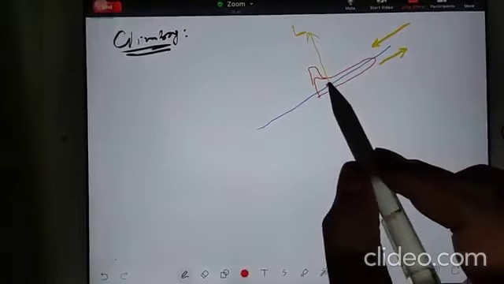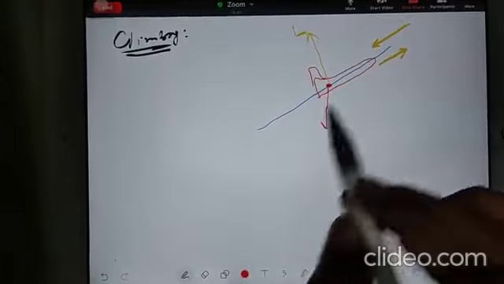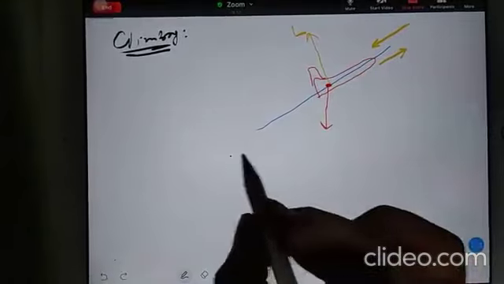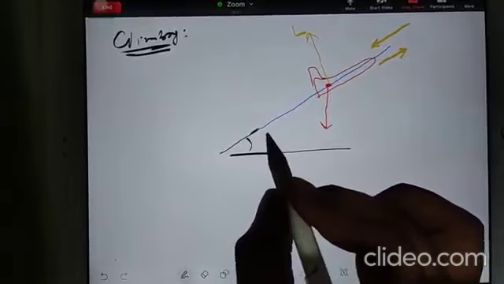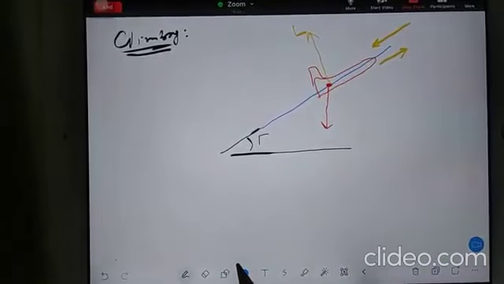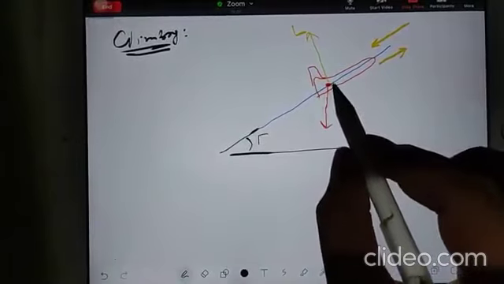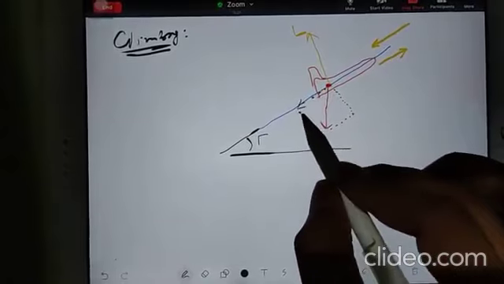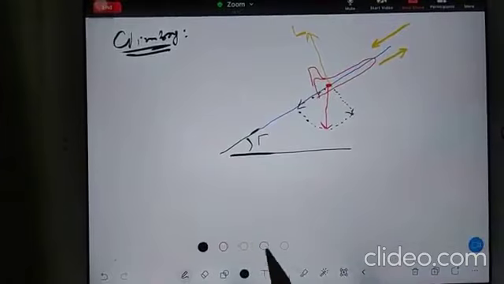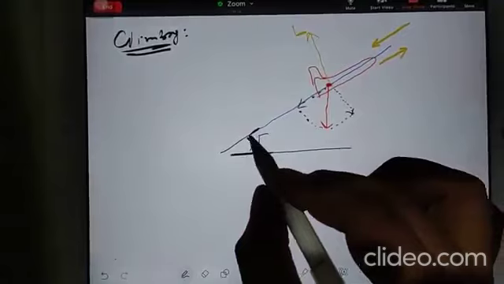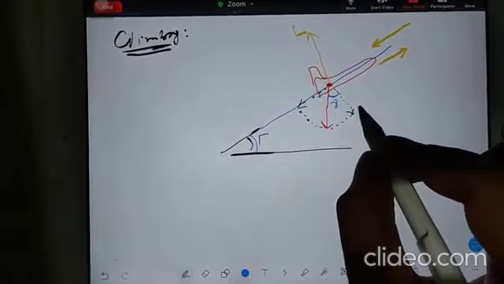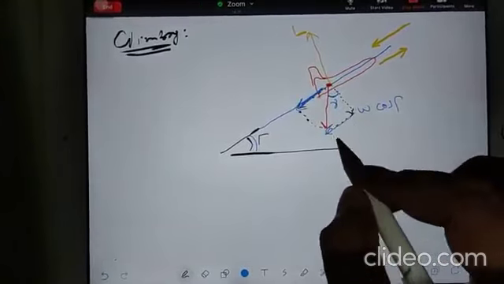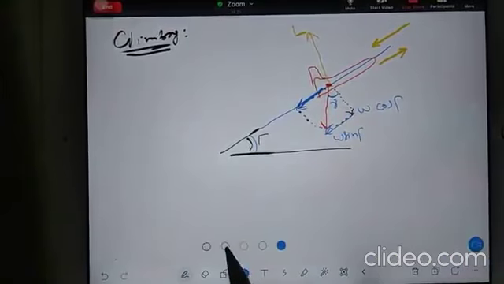But your weight will always act downward, and from the horizontal line I am climbing at angle capital gamma. So I have a component of weight like this. I hope all the students are not having any trouble with components now. If this angle is gamma, this angle will be gamma. So this will be W cos gamma, and this component is going to be W sin gamma.